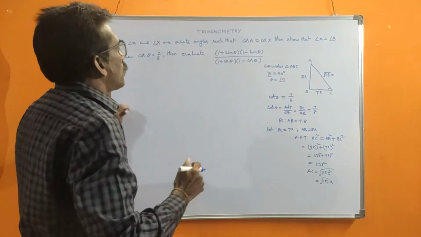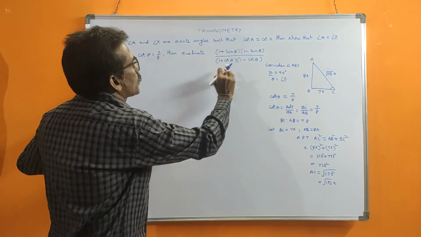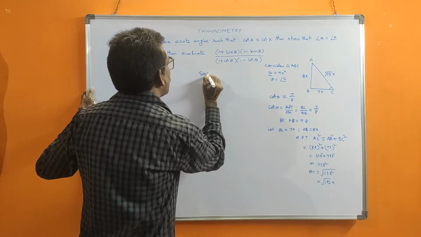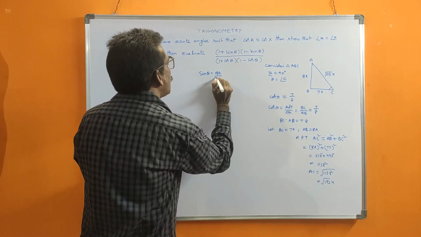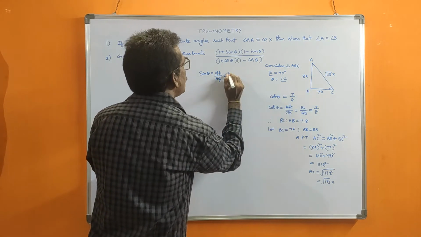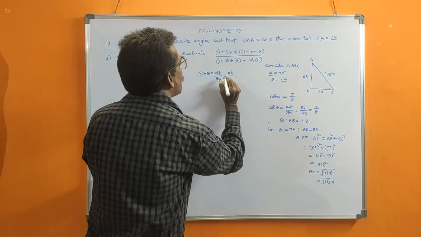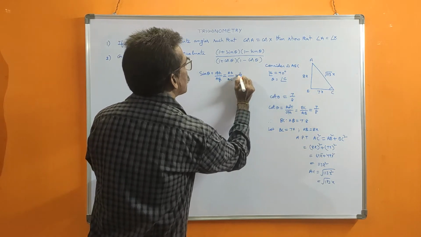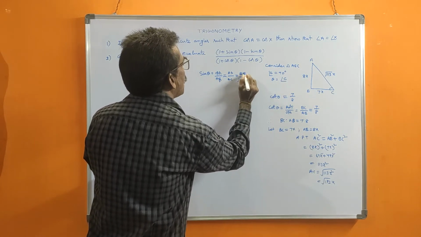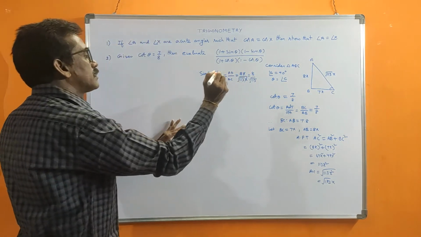Now here, first calculate the sin theta and cos theta values. Sin theta is equal to opposite side by hypotenuse. For theta meaning C, the opposite side is AB and the hypotenuse is AC. Now we know the values, write them. AB value is 8x, AC value is root 113 x. X cancels. So it is 8 by root 113, like that.